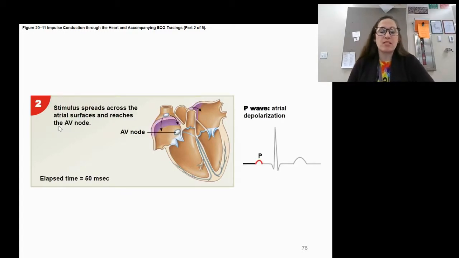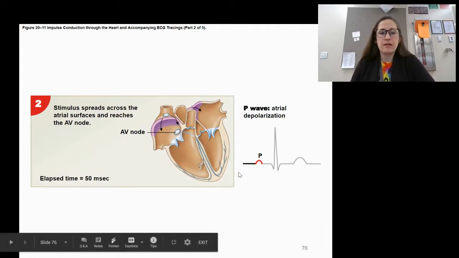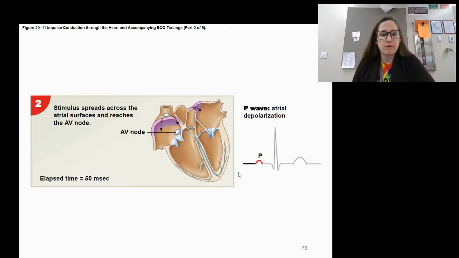Following that, what we see on the ECG is a P wave, that small wave here in red. Basically what happens is those internodal pathways through the atria spread that initiating pacemaking electrical impulse from the SA node to the AV node, located between the right atria and right ventricle.